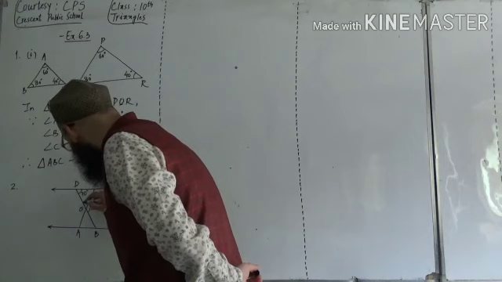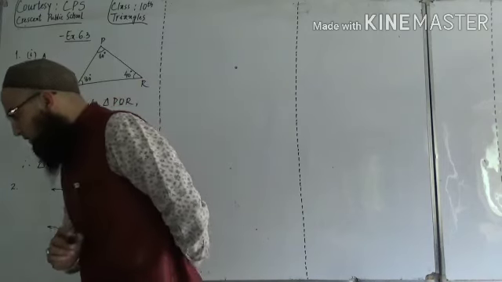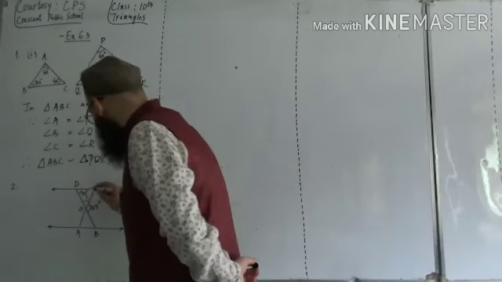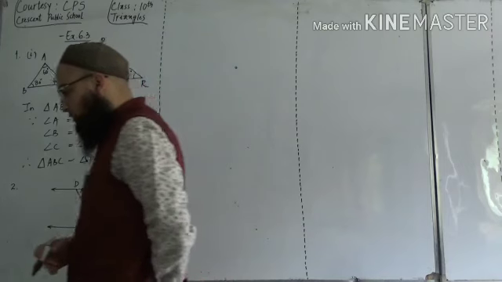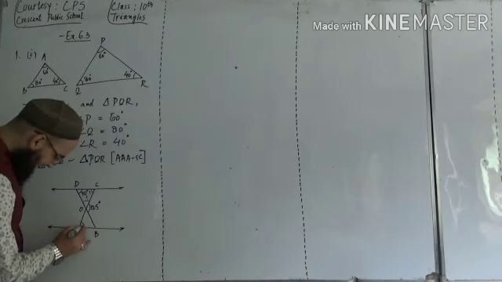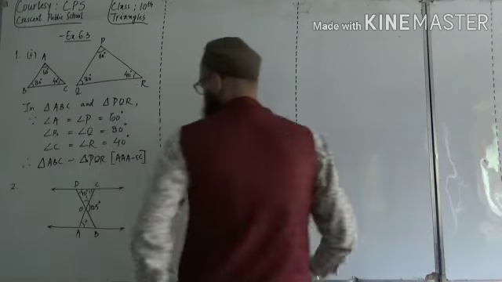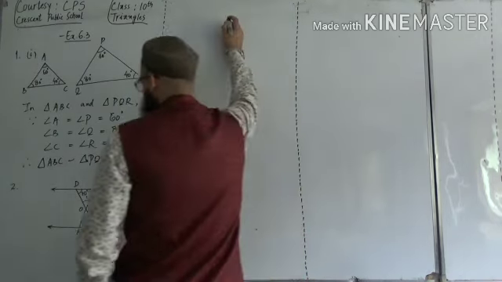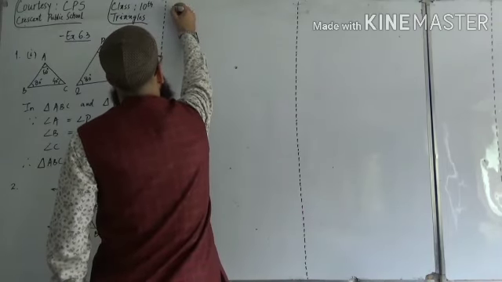DOC is this angle. You need to find this angle. You need to find DCO, this angle. And you need to find OAB, this angle. You got it? So let us find all these angles. Okay, what is given?